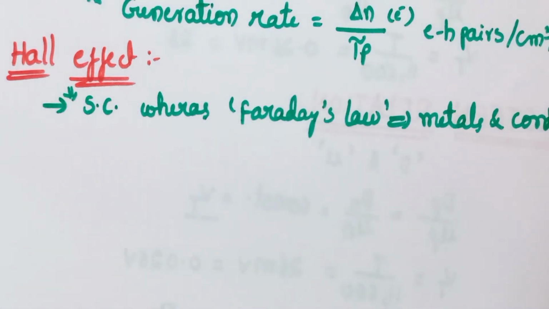So if a metal or semiconductor carrying a current I is placed in a perpendicular magnetic field B, an electric field E is induced in the direction perpendicular to both I and B. This phenomenon is known as the Hall effect. So I would like to explain it by using a diagram. So let us go to it.